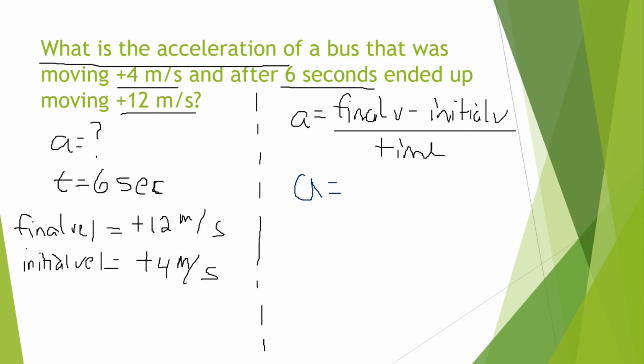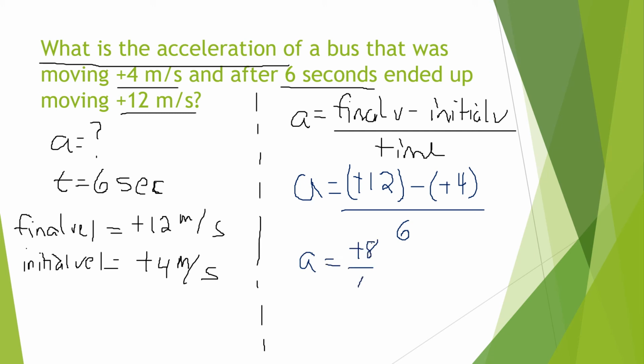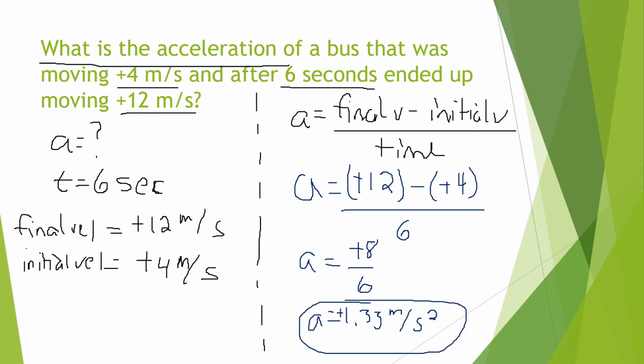Acceleration equals plus 12. I'm going to keep the signs here because if they ever get negative, I just want you to know to keep them. Minus positive 4 divided by 6. 12 minus 4 is, of course, 8 over 6. And when I have 8 over 6, it's actually really simple. Just divide, and you get the acceleration is 1.33 meters per second squared. In case you haven't noticed, I like rounding to 2 decimal places. Simple.